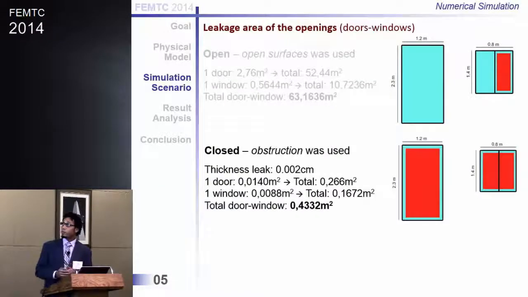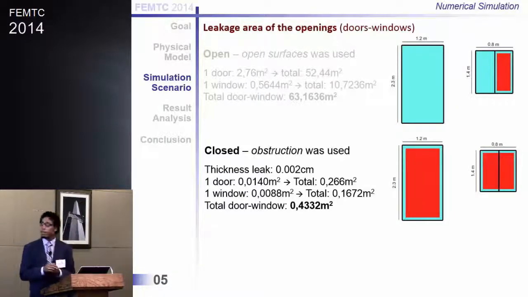In this case, we have another measure when everything is closed. If everything is closed, sometimes we have some little part that is not fully closed. Then you can have some air leakage to flow. Then we should calculate everything. If everything is closed, it's like this.